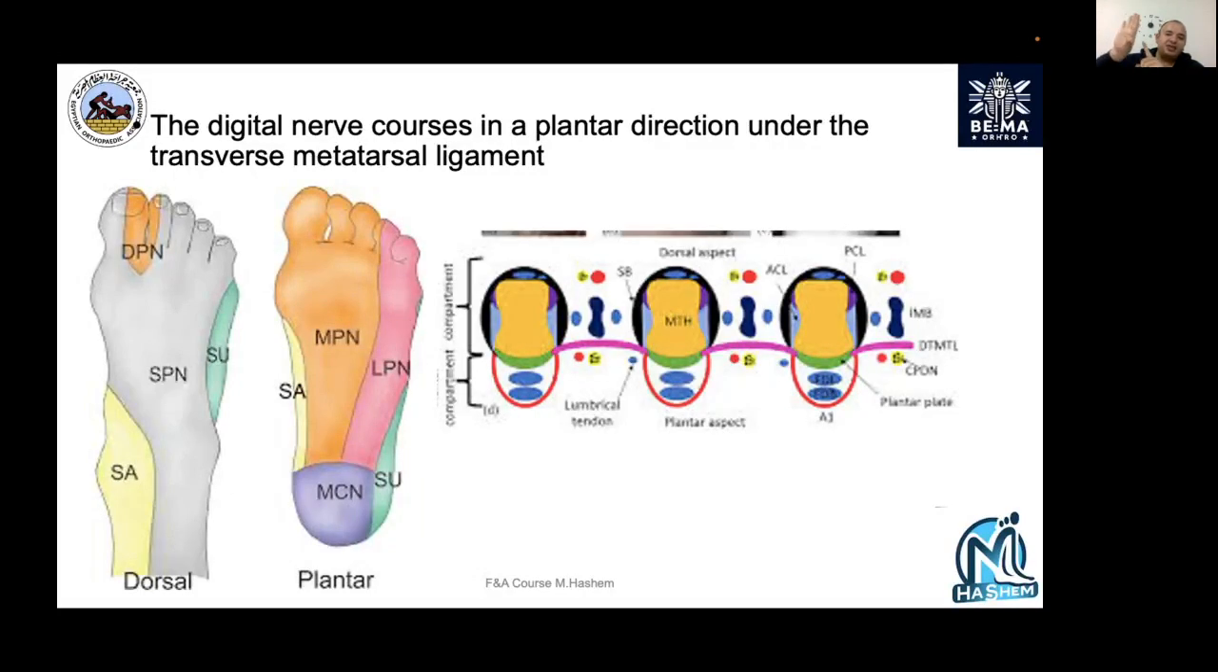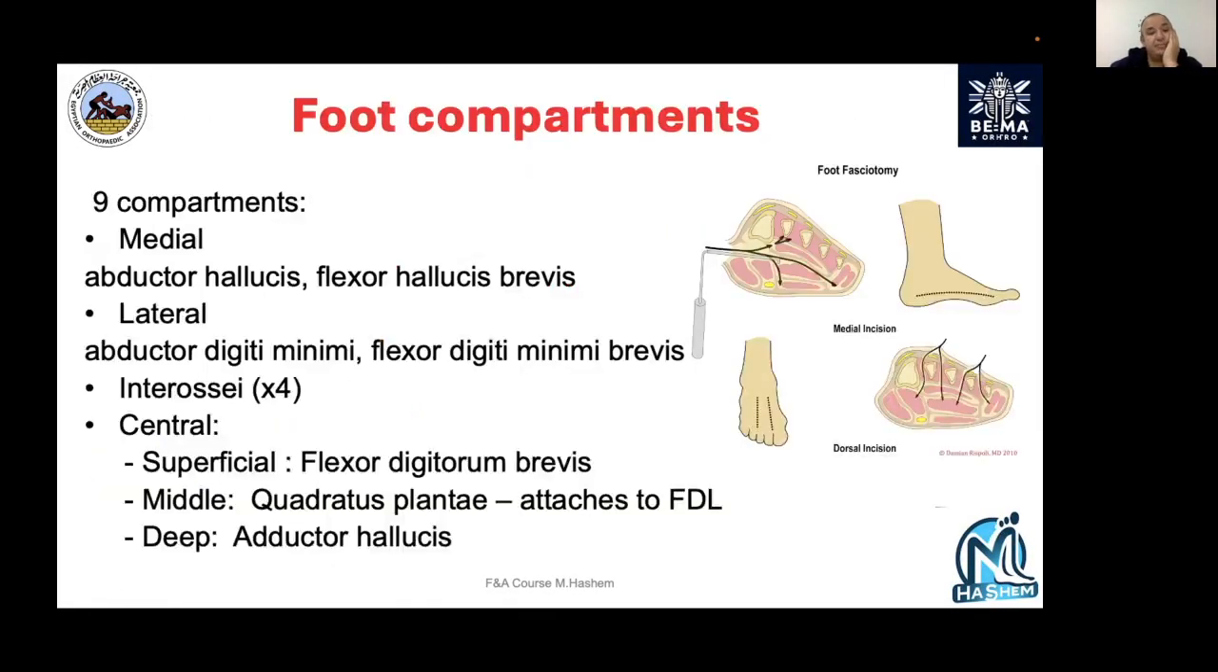Reverse is in the hand. First web space is supplied by superficial radial. Superficial in the hand, deep in the foot. In the hand, the lateral 3.5 are supplied by the median, and the medial 1.5 by ulnar. The reverse in the foot: the medial 3.5 supplied by the medial plantar nerve, and the lateral 1.5 supplied by lateral plantar nerve. You have 9 compartments in the foot.